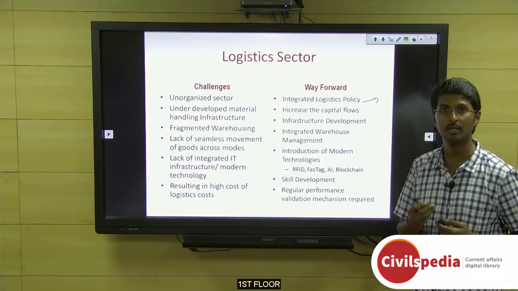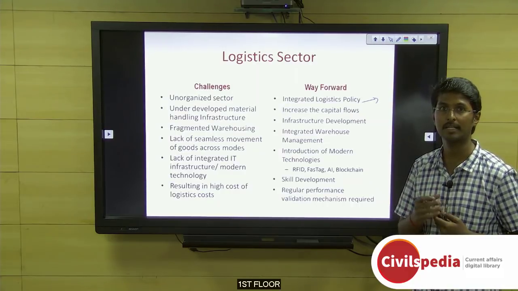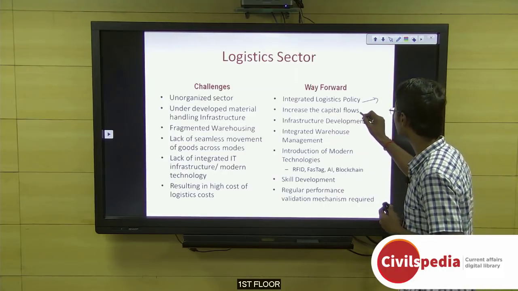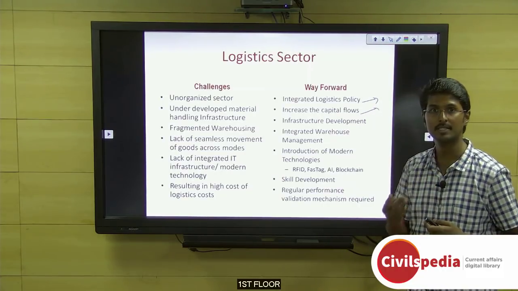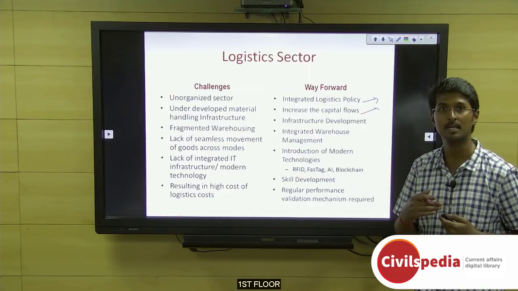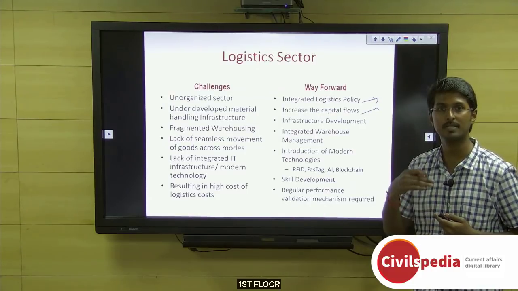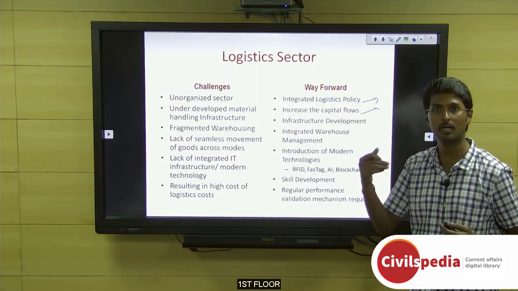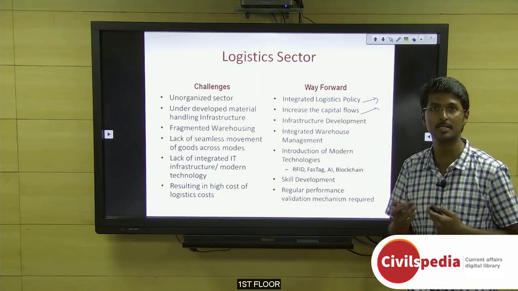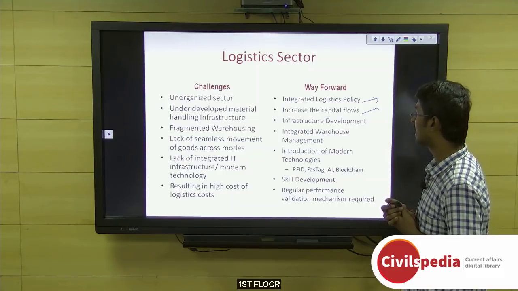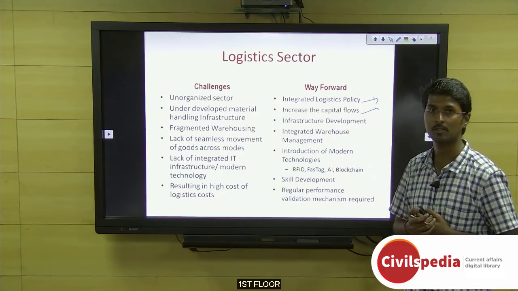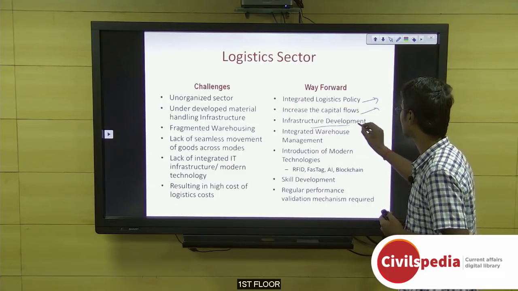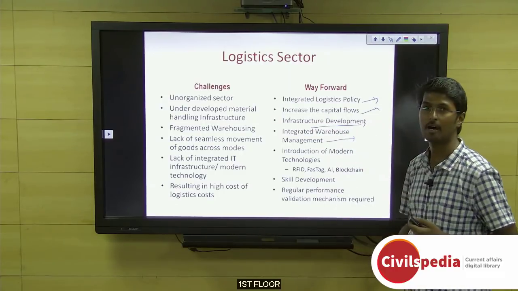And we have underdeveloped or less developed material handling infrastructure. So the warehousing infrastructure is not up to the mark. So the capital flows still need to be increased. So the state governments can take an initiative towards inviting private business players across the world to invest in the warehousing or the logistics infrastructure of the nation. And fragmented warehousing is also there. So this can be avoided with the help of infrastructure development and integrated warehouse management.